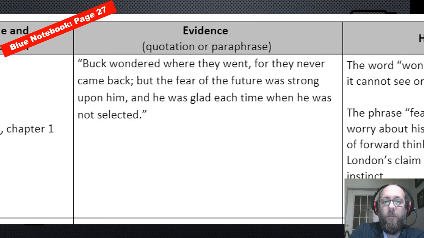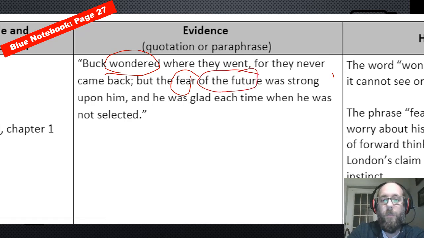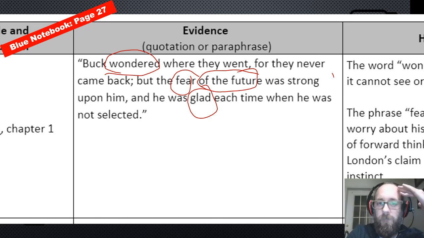He doesn't know what's going on. But look at these words here. "Buck wondered where they went, for they never came back. But the fear of the future was strong upon him, and he was glad each time when he was not selected." This does not seem to show Buck as an animal, does it? It seems to do something more. So go ahead and copy down this quote here into your evidence chart, and then we'll move on.